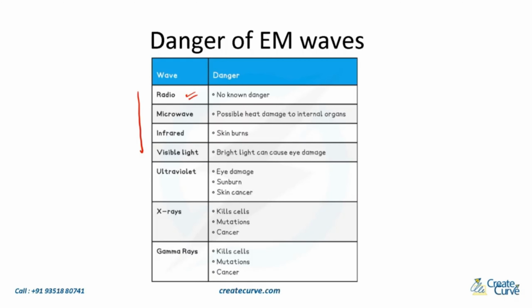Ultraviolet may cause eye damage, sunburn, and skin cancer. X-rays basically kill cells and cause mutation and cancer. These things may happen if you come across X-rays again and again. Gamma rays kill cells and cause mutation and cancer.